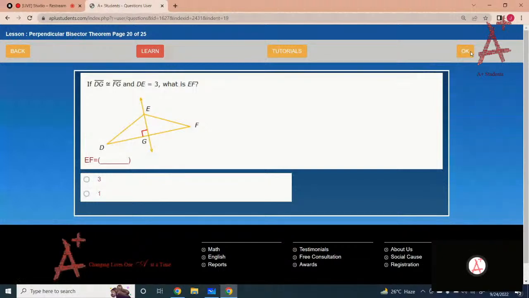Okay, the next one is, if DG is congruent to FG and DE equals 3, what is EF? Which is the correct option, 3 or 1? It is 3. Got it.